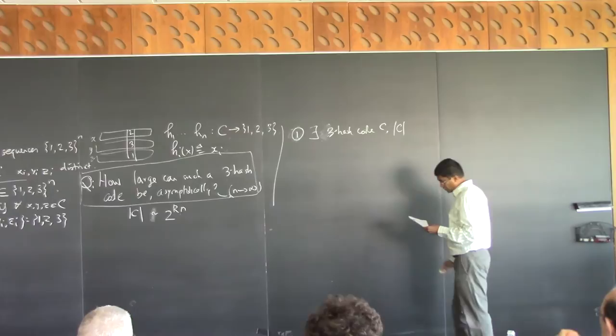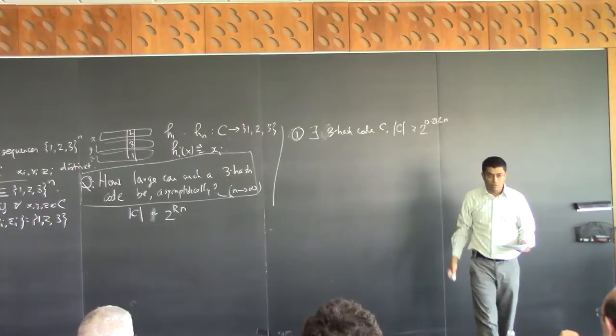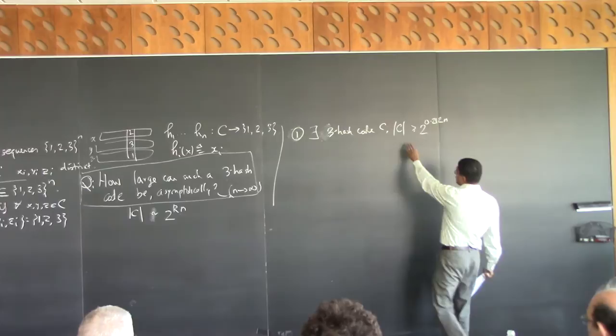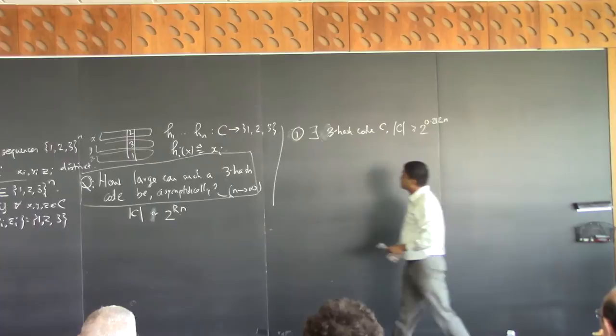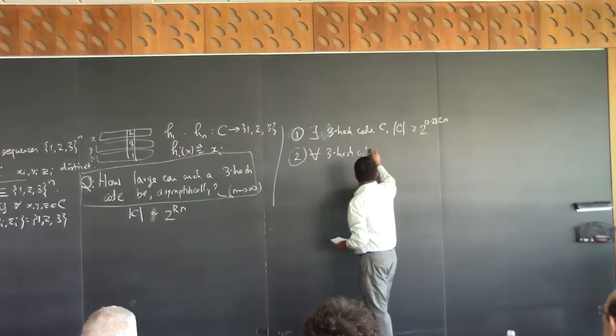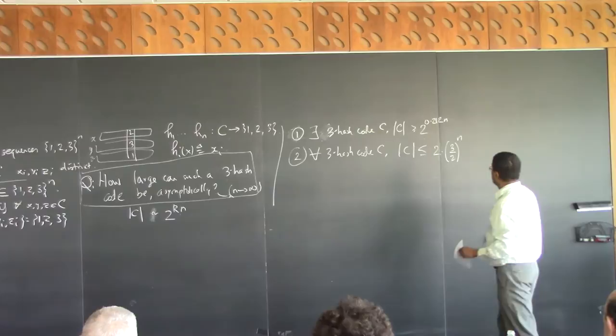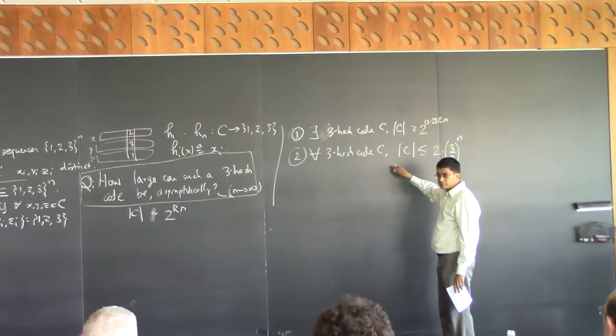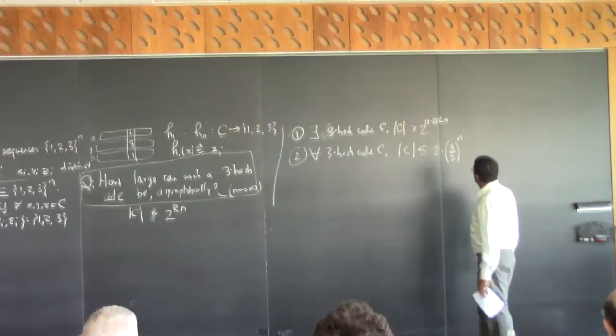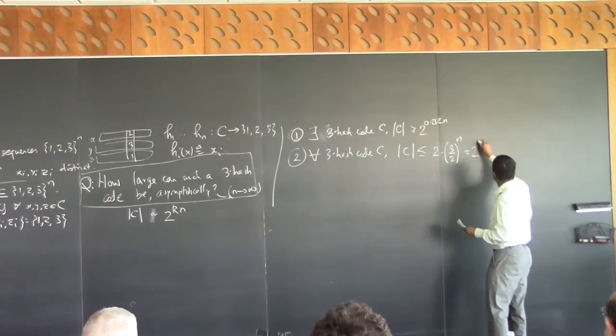I think this is the best known, but nobody has really tried to improve this. And that could be a good little project, to try to get the best bounds. So we know you can have exponentially many sequences. And for all 3 hash codes C, size of C is at most 2 times 3 halves to the n. So here I'm saying that there is a code which is big. Here I'm saying no code can be big. What is that number in the exponent? 2 to the 0.212. And this, I believe, works out to 2 to the, well, I myself can't read this, but something like 0.54.